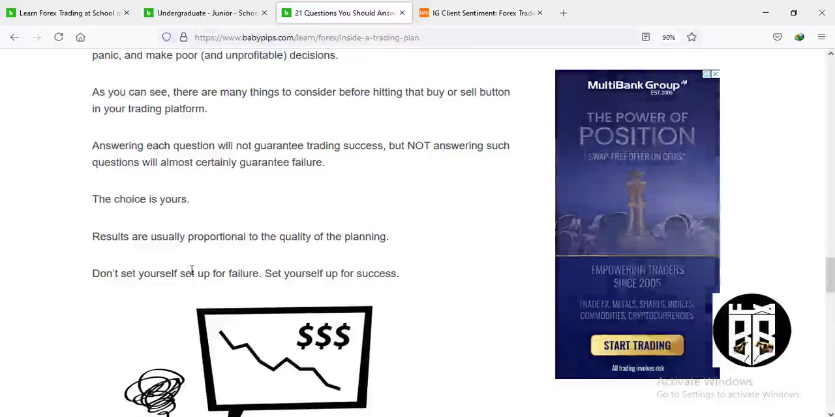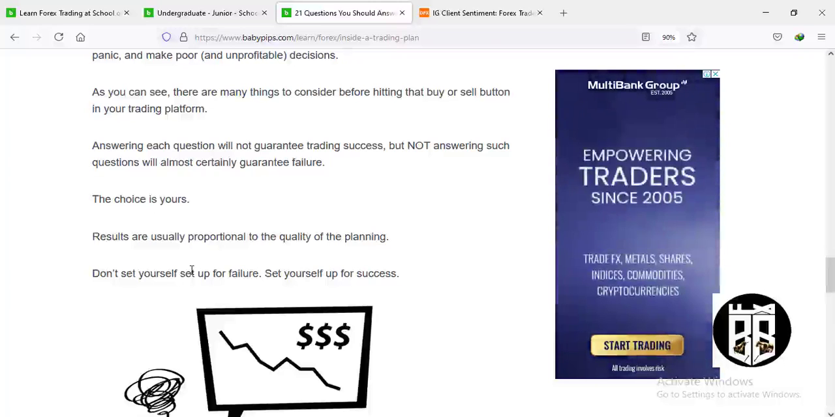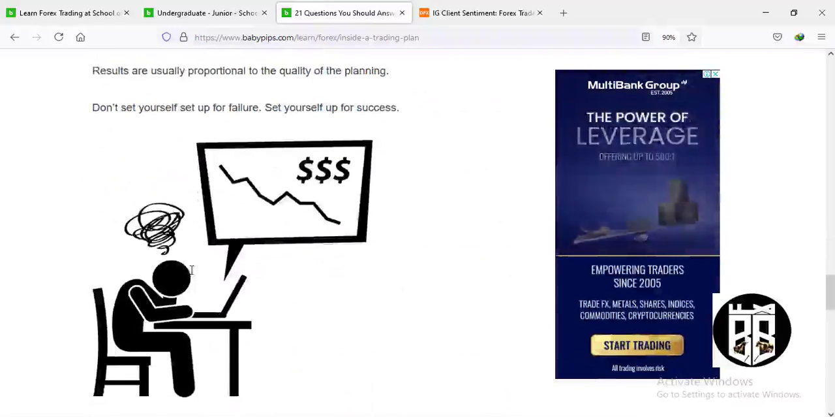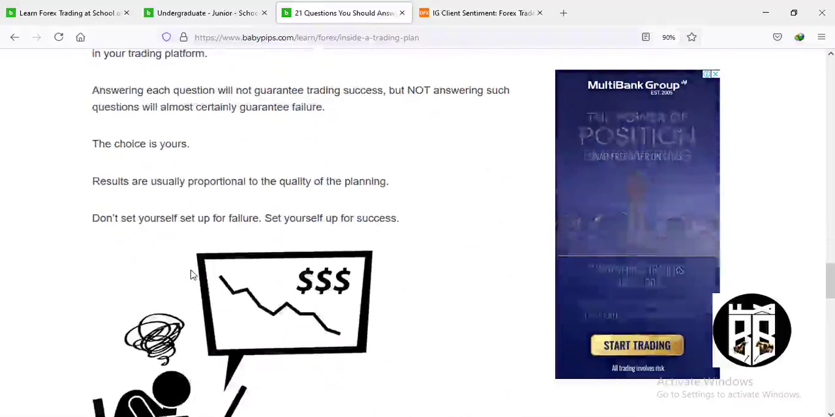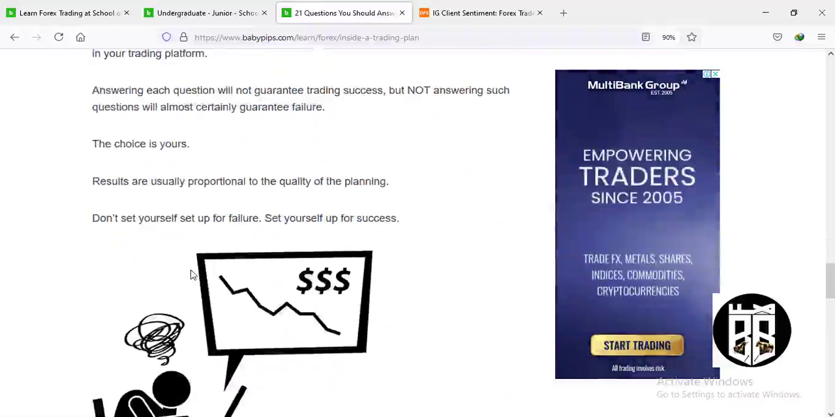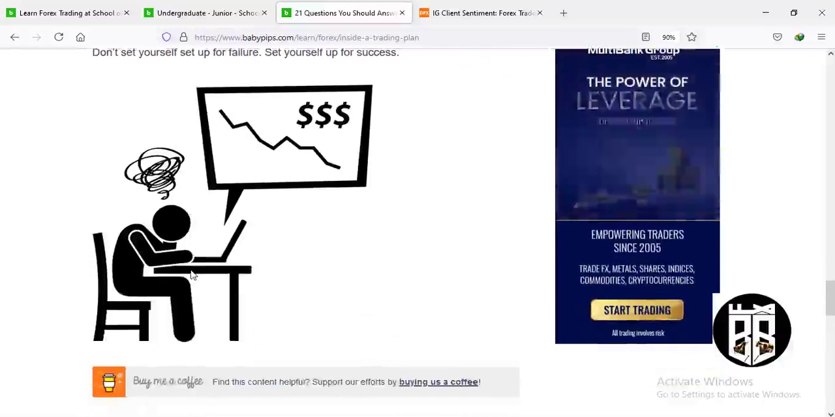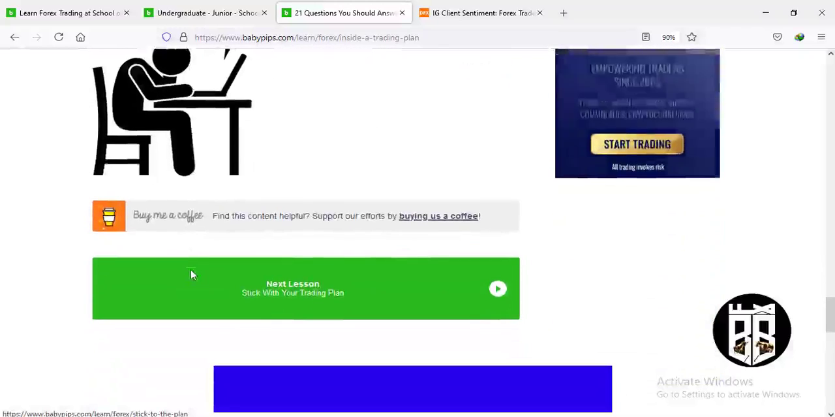But if you have a trading plan, it will put you on the path to success, force you to be accountable, and also force you to be responsible. So results are usually proportional to the quality of the planning. Don't set yourself up for failure, set yourself up for success by getting a trading plan. Stick with your trading plan.